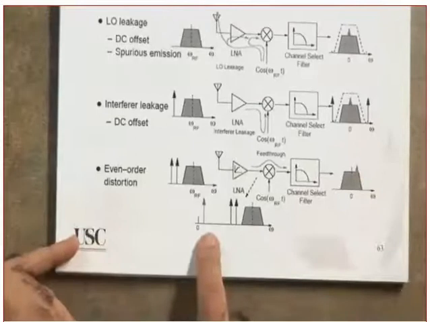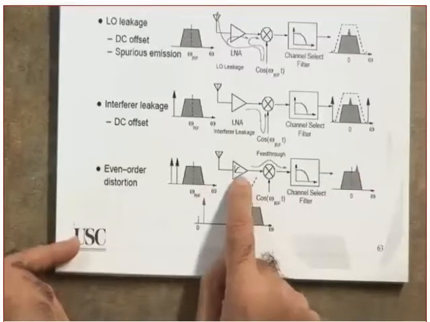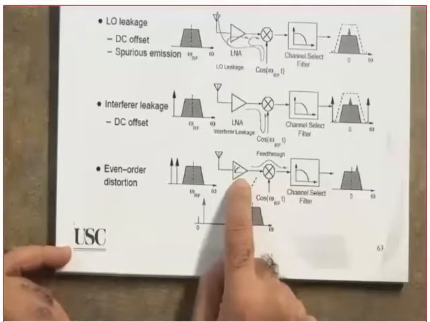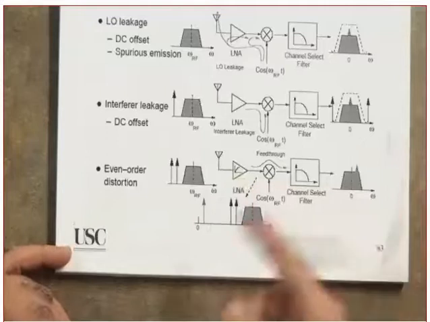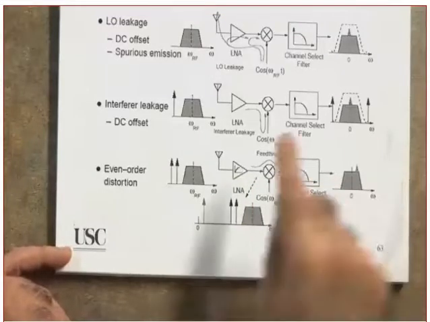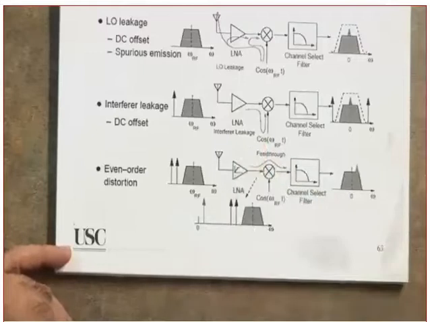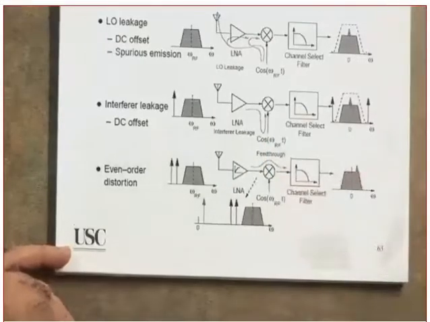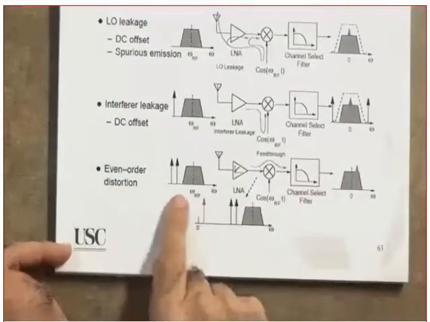How about this situation? I have a nonlinearity in our low-noise amplifier. Yes? That nonlinearity happens to be even order. What does even order mean? I will show you that in just a second when we get to the nonlinearity. Even order means this one is raised to the power 2 or raised to the power 4 or 6 or whatever. Even order. Yes?